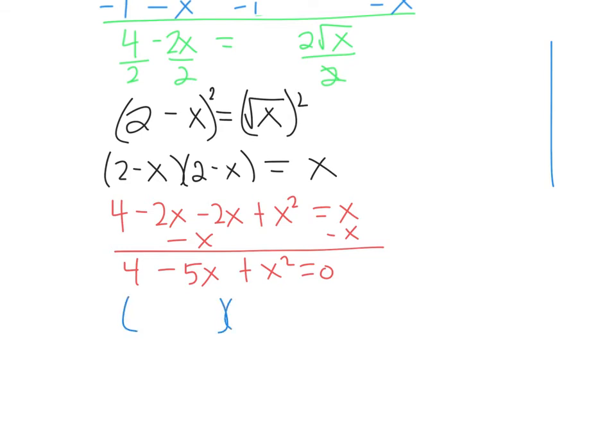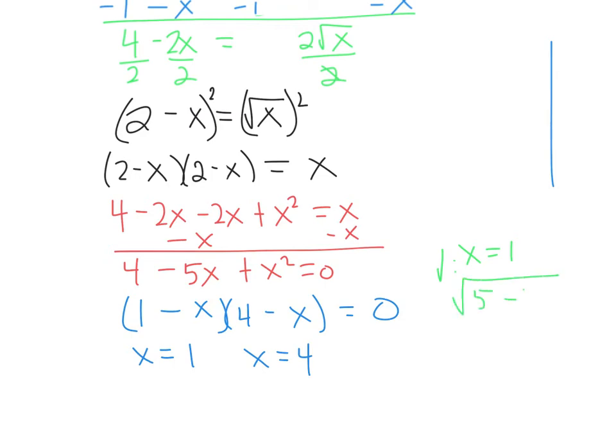So factors of 4 that give me negative 5, and the signs have to be the same because the sign of the 4 is the same. So 1 minus x and 4 minus x. That means we'll have x equals 1 and x equals 4. Now, remember we have to check it in the original. So if my original is x equals 1, that is the square root of 5 minus 1 minus the square root of 1. Does that give me 1? Okay, so the square root of 4 minus 1, does that give me 1? Yes, so 1 definitely works.